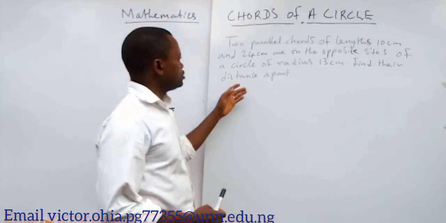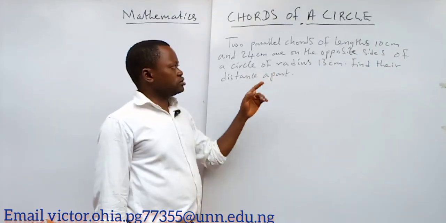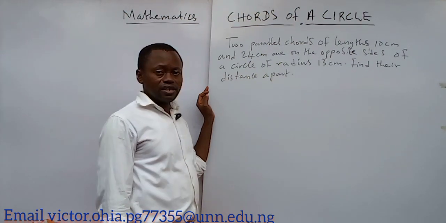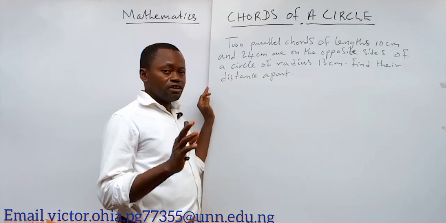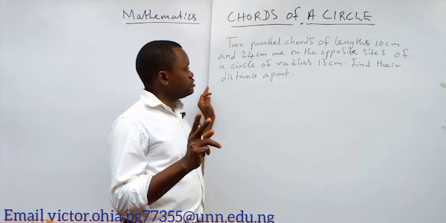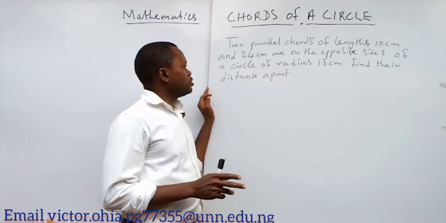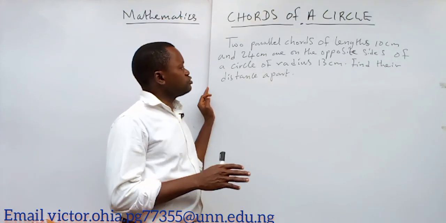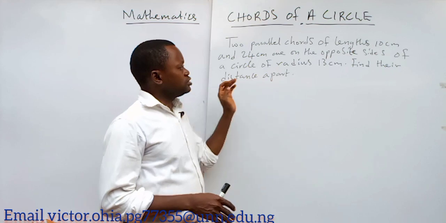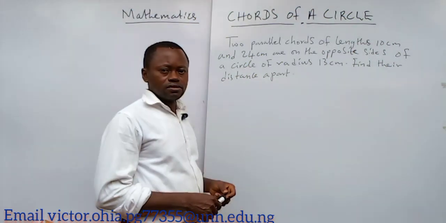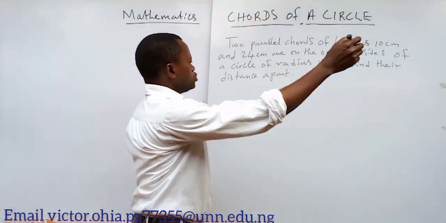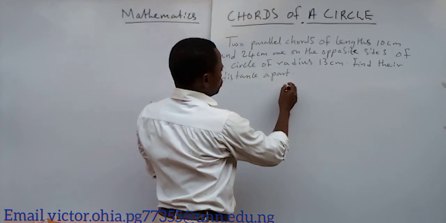This question says two parallel chords, like these are two parallel chords, of lengths 10 cm and 24 cm, are on opposite sides of a circle of radius 13 cm. Find their distance apart. So how are you going to answer this question?